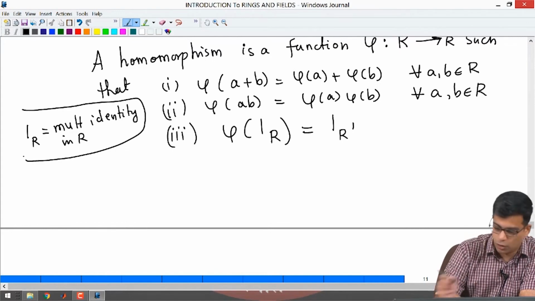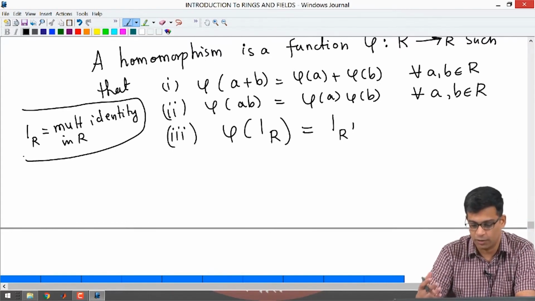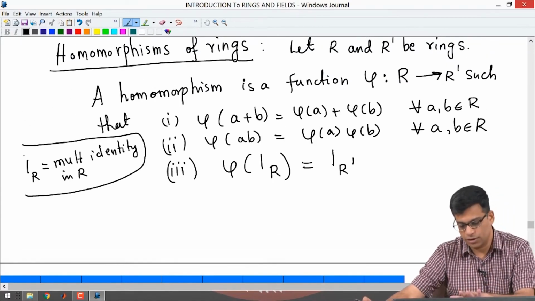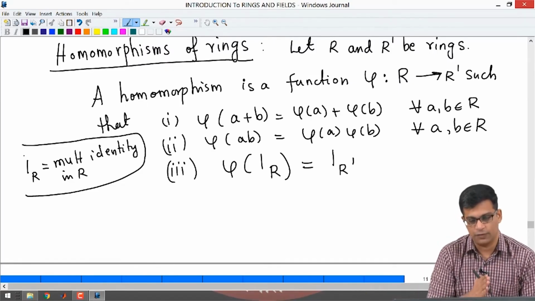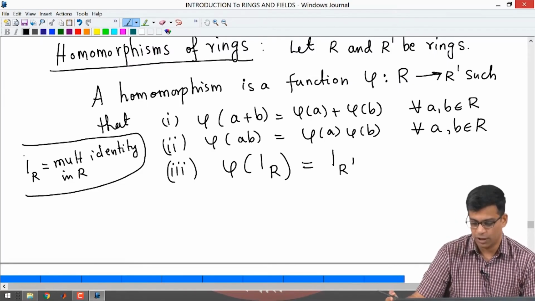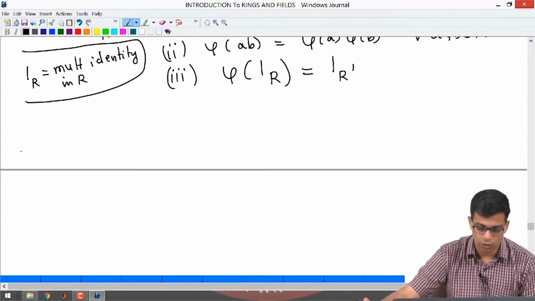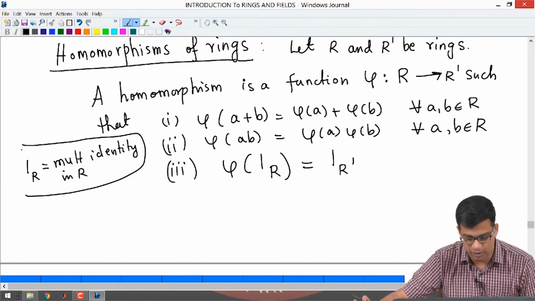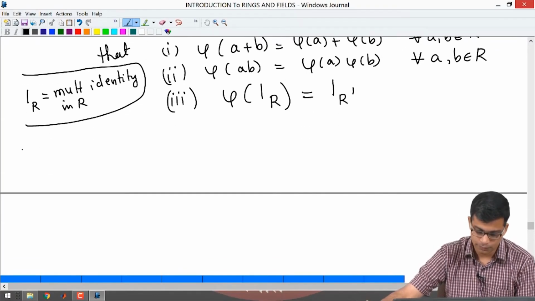In general we will not do this, we will just use 1 always to denote the multiplicative identity in whatever ring we are considering. But just to understand what the third property is saying, I want the multiplicative identity of the first ring to go to the multiplicative identity of the second ring. So, given these three properties we have homomorphisms of rings.